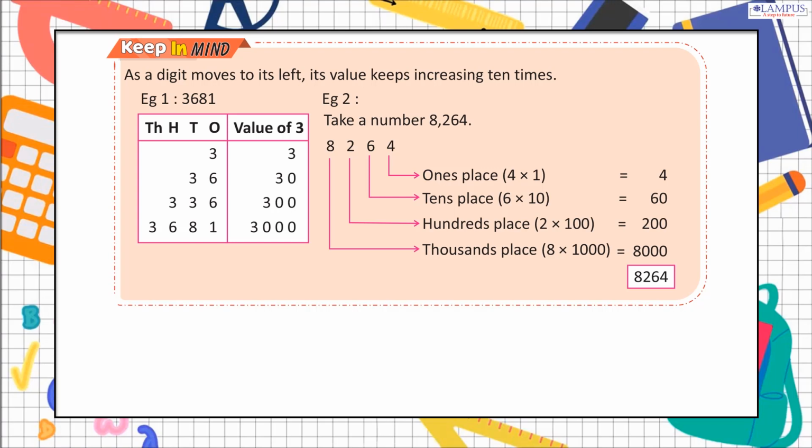Example 2. Take a number 8264. 4. Ones place 4 times 1 equals 4. 6. Tens place 6 times 10 equals 60. 2. Hundreds place 2 times 100 equals 200. 8. Thousands place 8 times 1000 equals 8000.